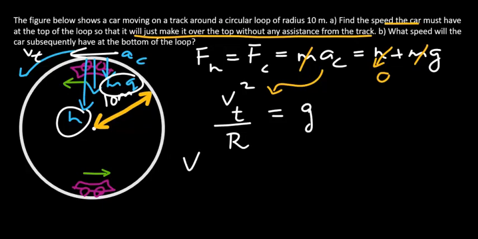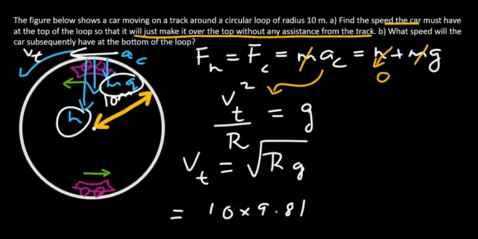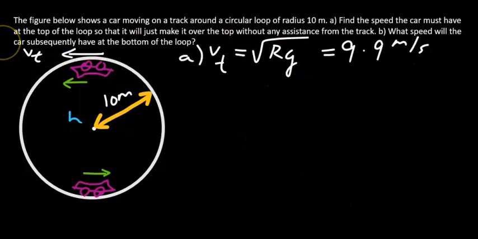And we can determine the speed at the top of the loop. It is the square root of r times g. If r is 10 meters, g is 9.81, the square root of that would give you 9.9 meters per second. Part B. What speed will the car subsequently have at the bottom of the loop at that location?